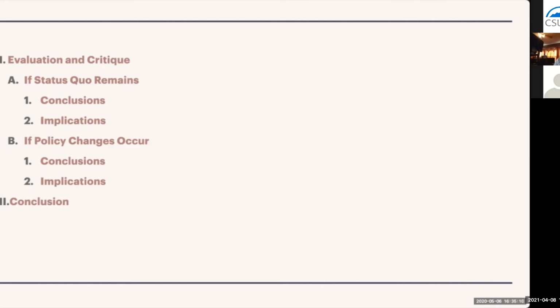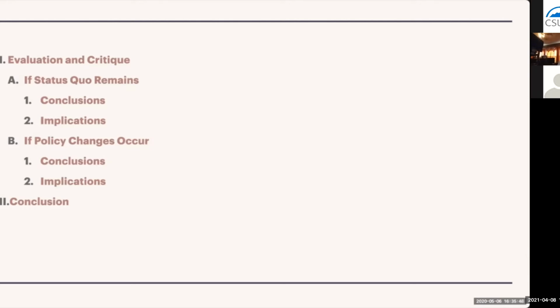So we have to be able to see that delineation between what you feel should happen and what you think will happen; it separates undergraduate work from graduate work. Graduate work is about analytical thinking within the confines of the evidence and making educated projections on what will happen given a certain set of circumstances. So if the status quo remains, if things remain the same, what are the conclusions that we can come to? What are those implications, and what are the implications of that?